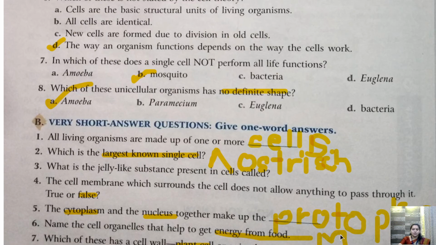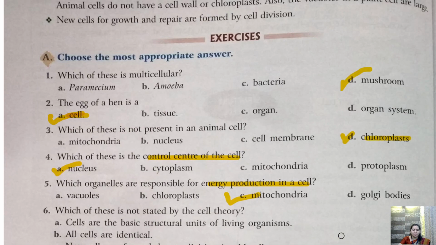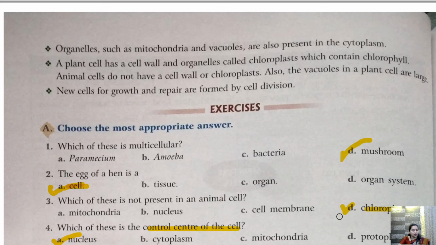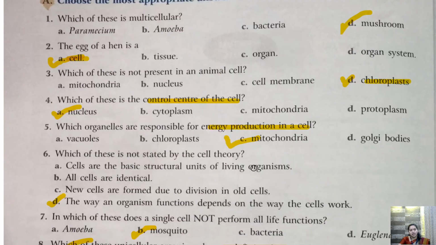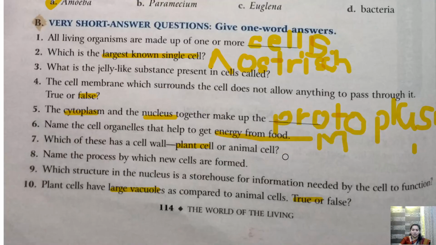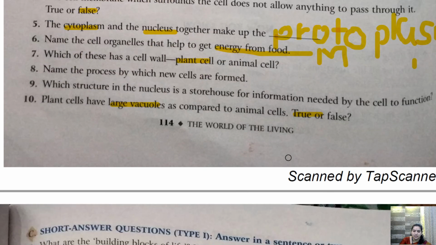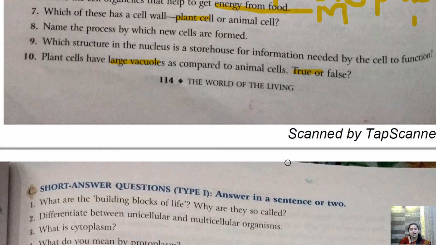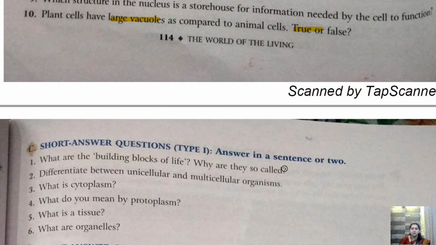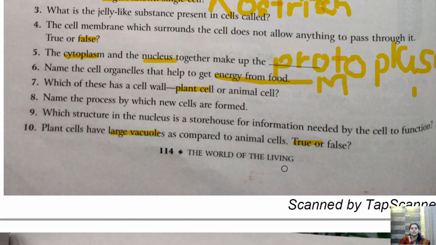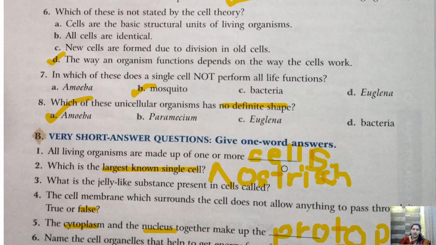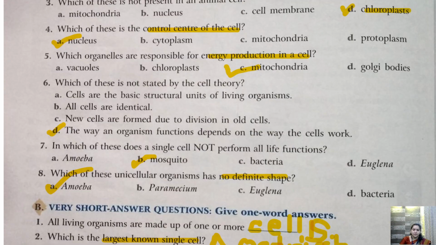Getting it? So that was about the book exercise. We have done choose the most appropriate answer and we have done very short answer questions. Children, I'll send you these answers in the PDF. After the class, please go through the school app and see the e-content where the answers are written. You can copy it down from there.